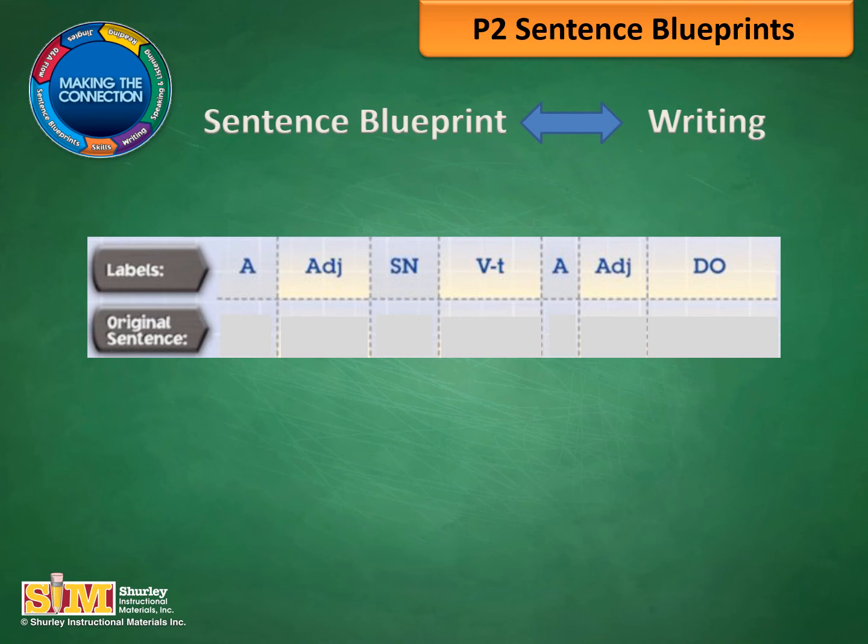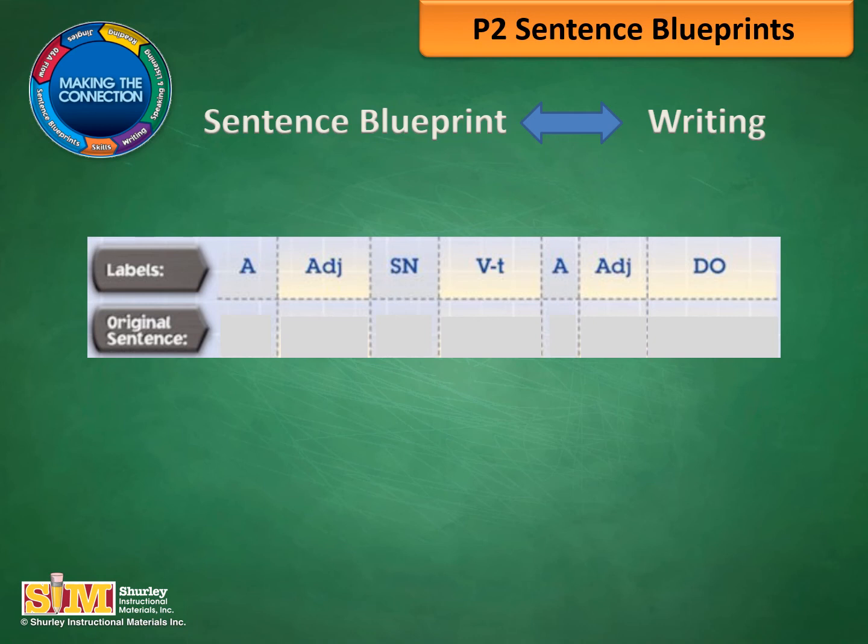Take a look at the labels that have been written on the top line. For this blueprint, the student will write a Pattern 2 sentence that includes an article adjective, an adjective, a subject noun, a verb transitive, an article adjective, an adjective, and a direct object.